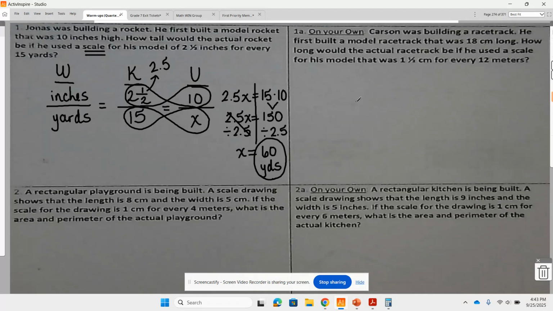All right, pause the video here and see if you can try 1A on your own and set up your WKU.